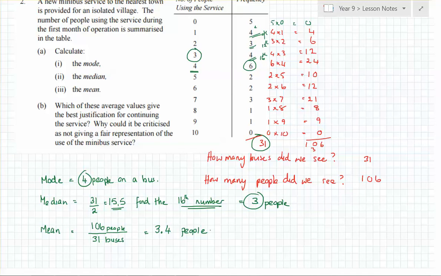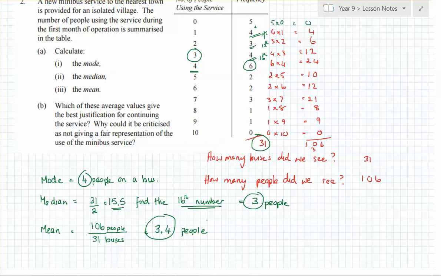So when it says to you, calculate the mode, the median, the mean, you've got to say it's the mean, the mode, number of people on a bus. So you've got to share out the people between the buses. Now, it says, which of these average values give the best justification for continuing the service? Well, the mean, because it gives you a good range of how many people use the bus.